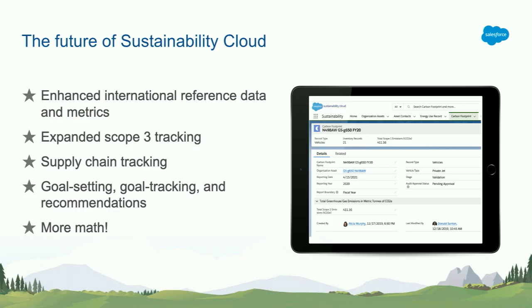I'm going to give you a little bit of preview on the roadmap before I go into the demo, and then please ask questions in Twitter or chat if you need more information. We launched in mid-December, as I said. We're moving very quickly through releases. Enhanced international reference data and metrics are our first priority for new releases. We have some coming out in the January release, which should go out today or tomorrow. We have some coming out in the mid-February release.